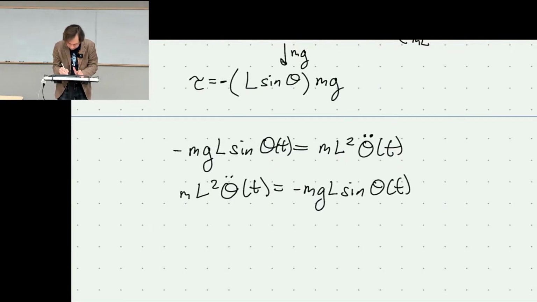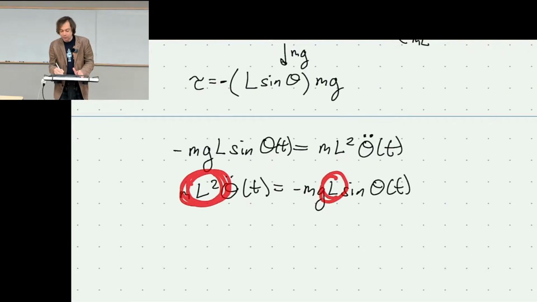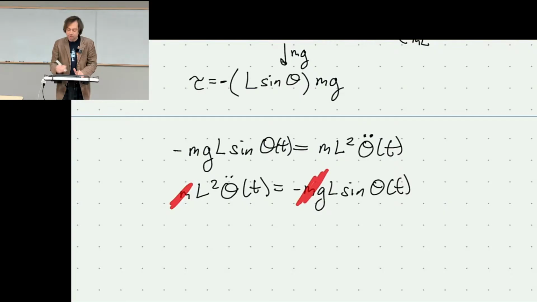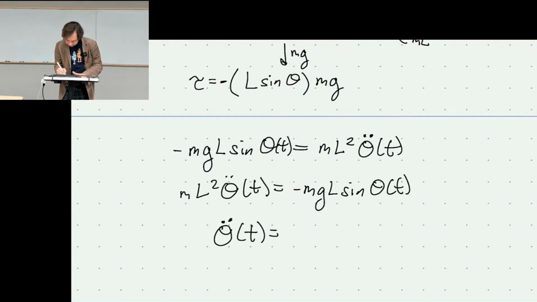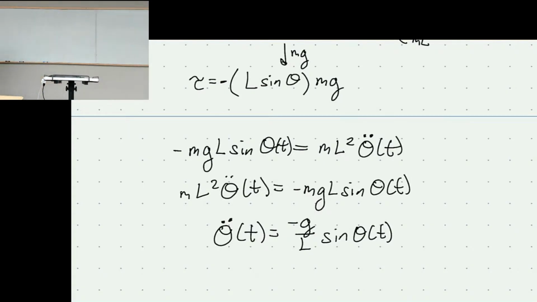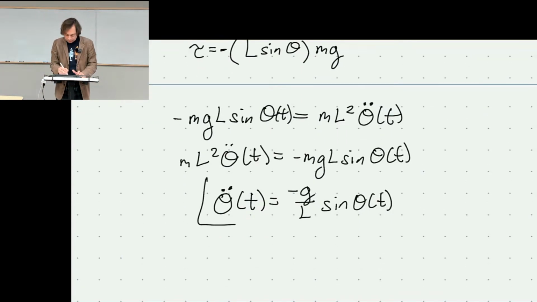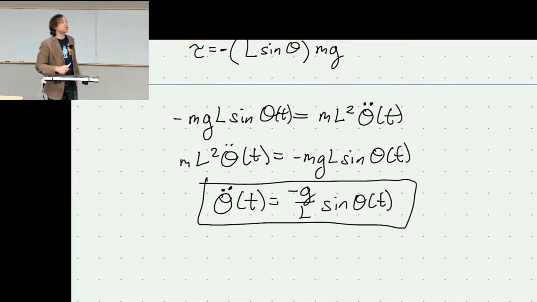I'm going to divide both sides by L squared. There's a single L on the right side, so when I divide it under, it's going to be minus mg over L sine theta. Also, I see an m there, and an m there. Gone. This all turns into theta double dot of t is equal to minus g over L sine of theta of t. Not bad, right? Voila. These are our equations of motion for that pendulum.